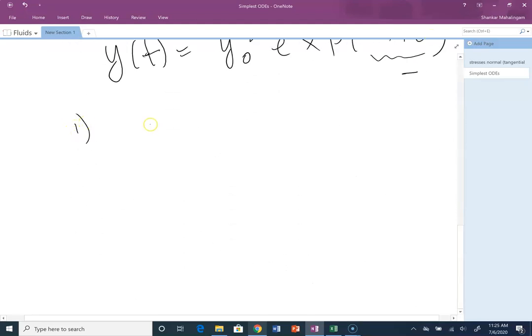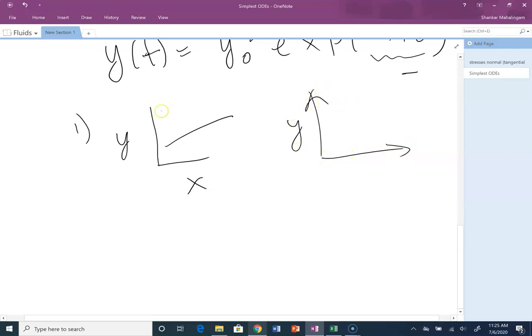In the case of 1, the solution is simply y as a function of x is essentially a straight line. In the case of the second situation, y as a function of t, the solution starts out at some value y0 at time t equals 0, and then it decreases exponentially, right? So this is exponential of minus lambda t, right? And starts out at y0.